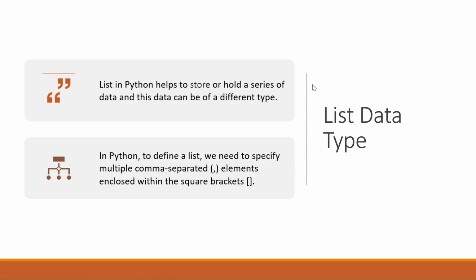Now the main role of list is to store or hold a series of data, and this data can be of different type. Moreover, unlike string, a list data type is mutable, which means we can modify the list even after defining it. Now how can we define a list in Python? To define it, we simply need to specify multiple comma separated elements enclosed within the square brackets. So let us discuss an example on how we can declare and define a list in Python.